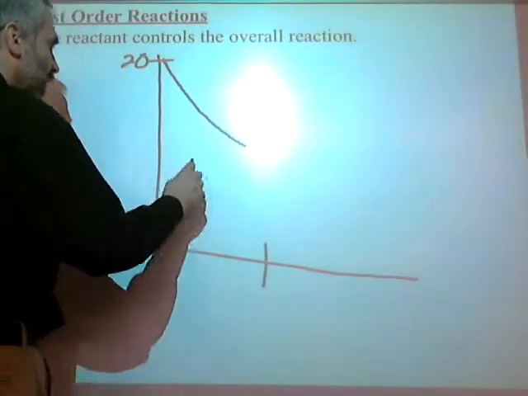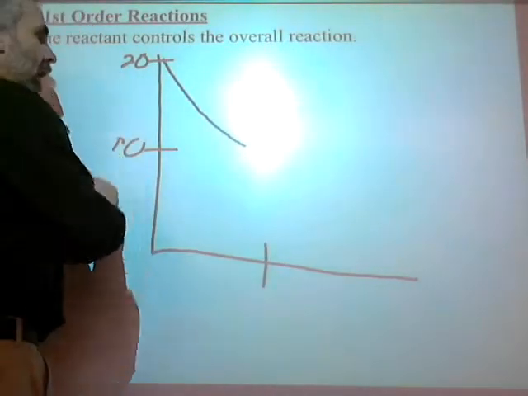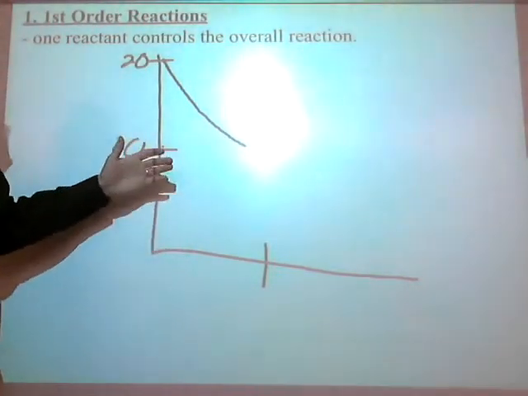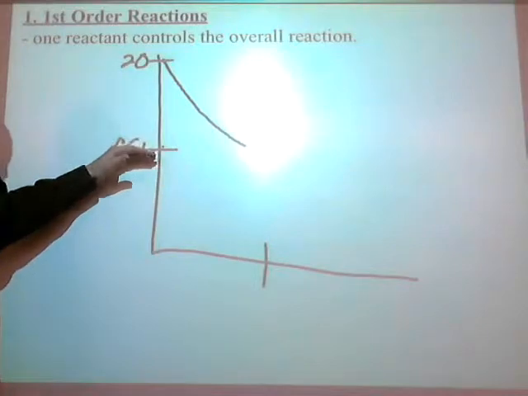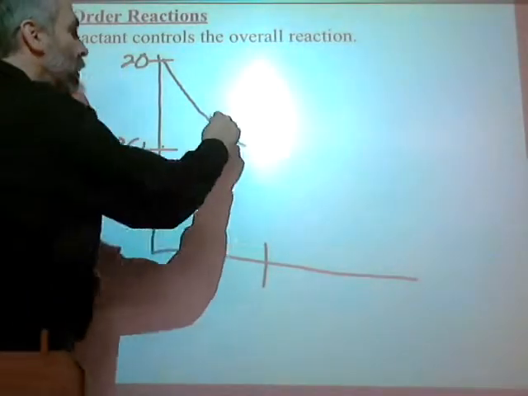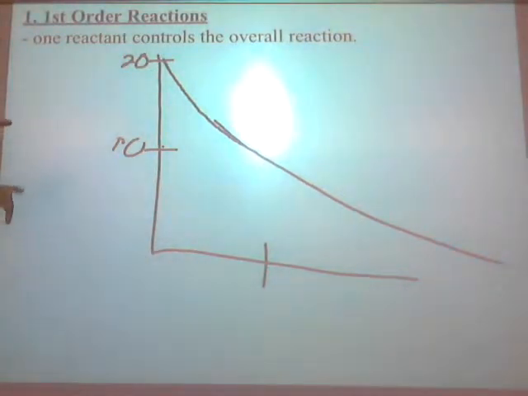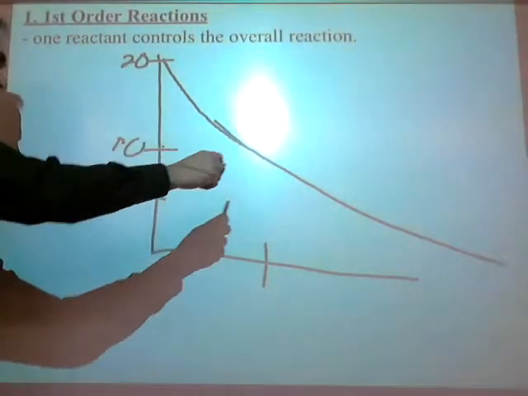And after the first half-life, half of that stuff's gone. Now it's down to 10. But from 10 down to the next one, it's not going to be reacting at the same rate. It's going to be reacting at half that rate. It's going to be slowing down. Remember this graph, how it starts looking like that? We saw this before in this chapter.